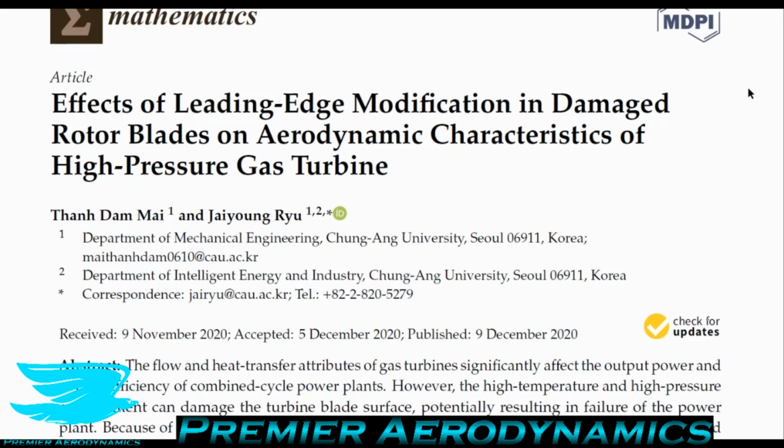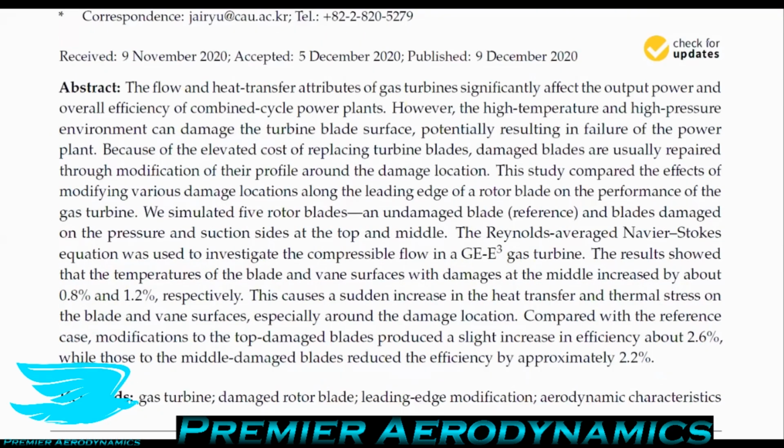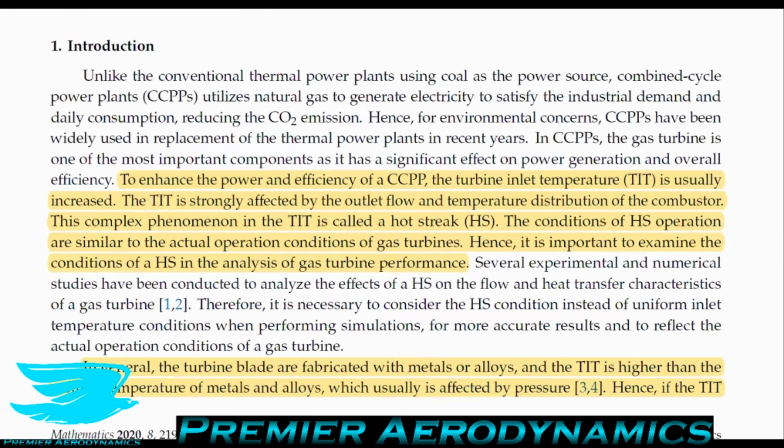It's open access, so you can find it yourself if you like, or you can listen to the podcast or follow along on YouTube. So in turbines, it's not uncommon for the blades to get damaged, and that can reduce the lifespan of them. These damaged parts also affect the aerodynamic performance and the heat transfer performance of them. So it's important to understand how these damaged parts affect the performance.